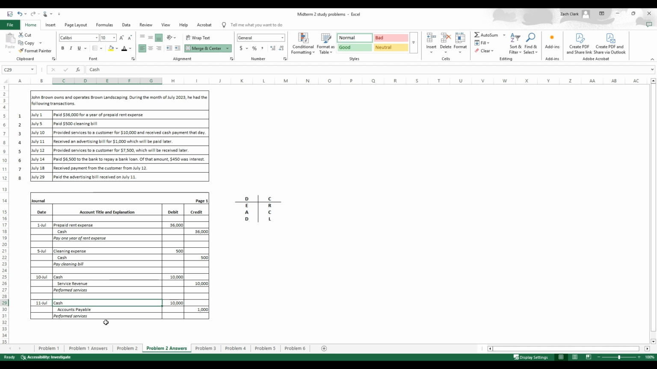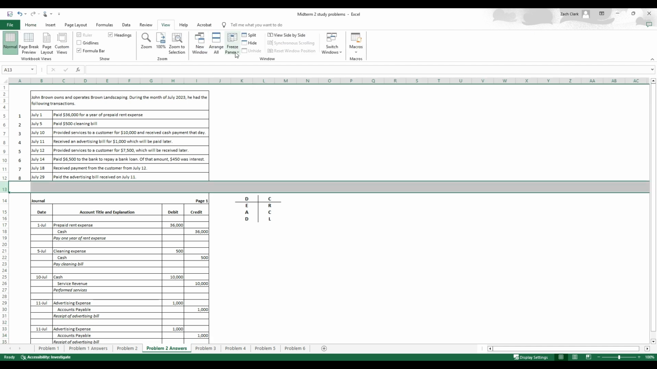And we've got advertising expense to go along with that. And again, $1,000. And we'll just say receipt of advertising bill. Again, nothing fancy needed there, basically. Nothing complex from an explanation perspective.